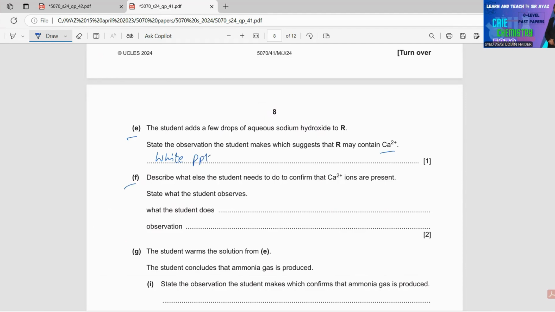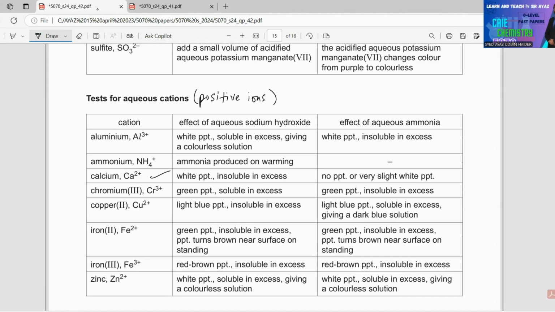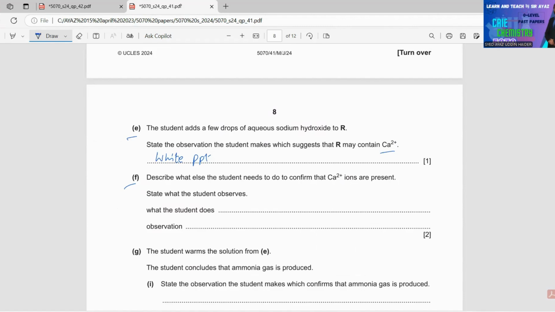F. Describe what else the student needs to do to confirm that Ca2+ ions are present. State what the student observes. So you can write further, in excess, white precipitate remains, which means insoluble in excess. Then you have the test with aqueous ammonia, which is no PPT or very slight white PPT. So if you want to write test with NaOH, the observation will be white precipitate remains.